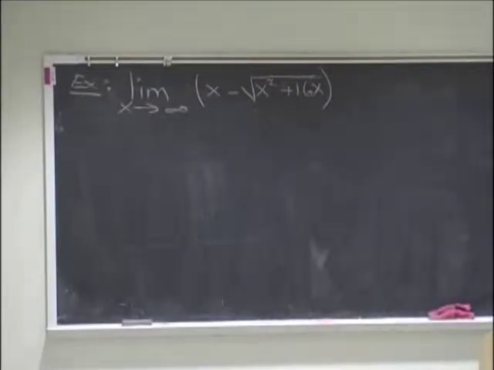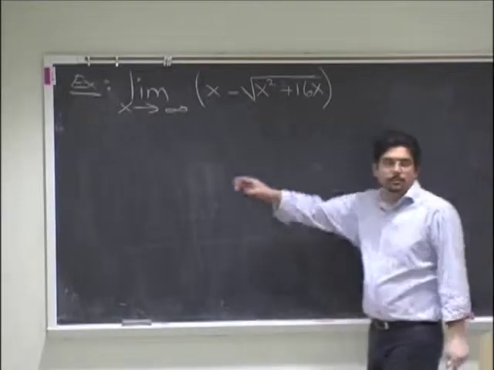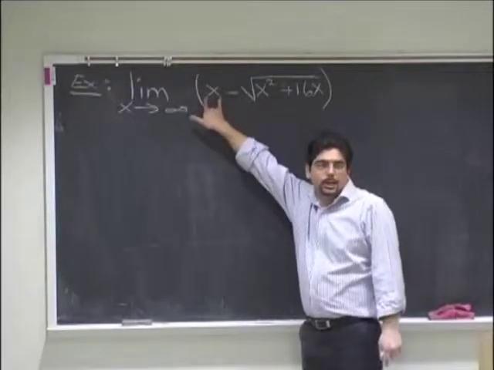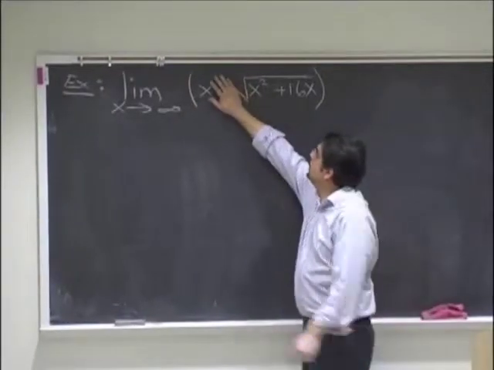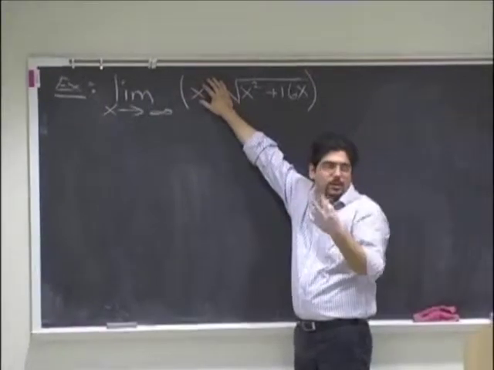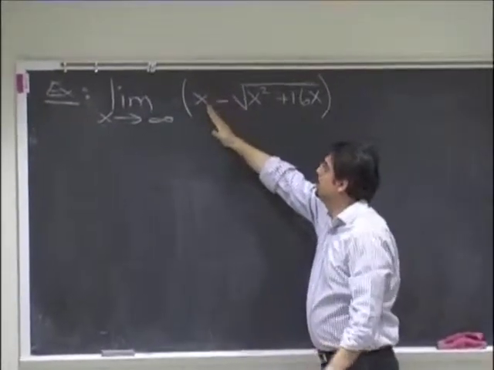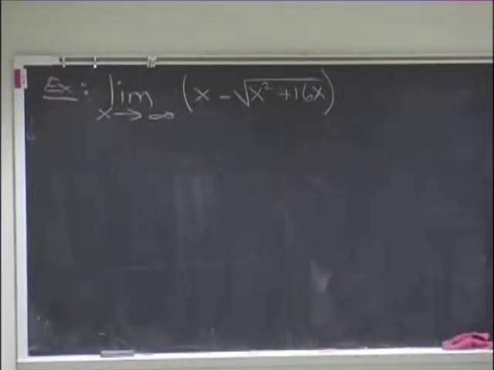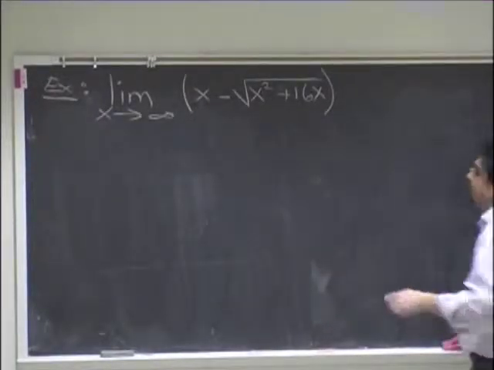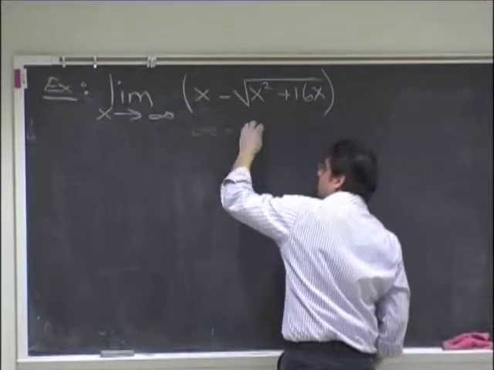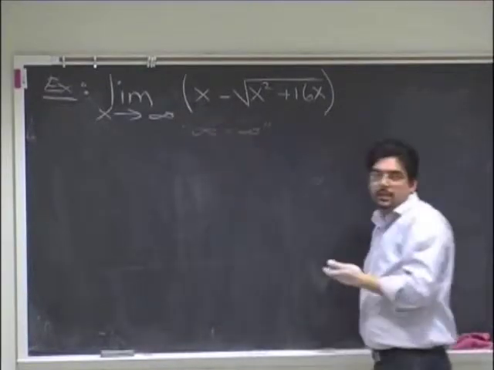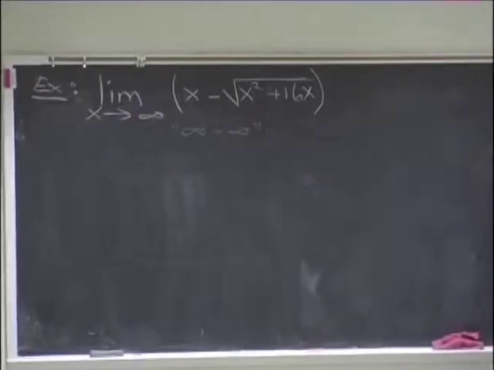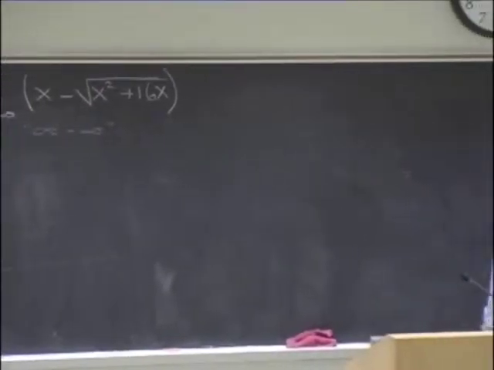Let's take this example here. Limit as x goes to infinity of x minus square root of that thing. When x is large, this is really large, right? And this square root of a large number is large, right? So a large number minus another large number. I mean, we can't think of what that gets close to. It's infinity minus infinity. Which infinity is bigger? You know, that's the problem.